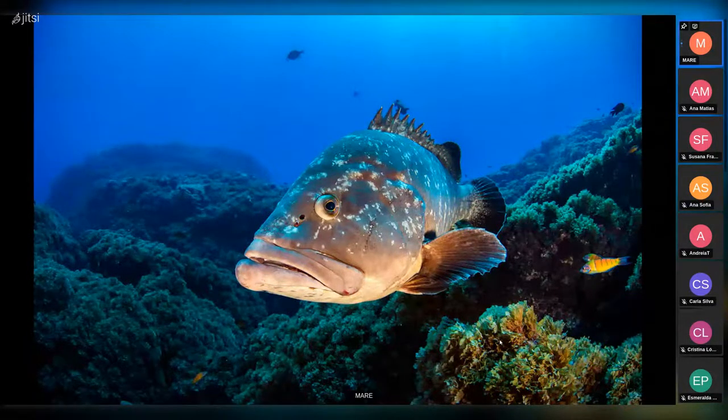These animals have been overfished and overfished. They're now in danger, and we run the risk of getting them extinct in a few years. Now, diving in Formigas, I'd say it's like a trip to the past. It's like going back in time, where you can see these animals absolutely in harmony with nature, like it would have been about 100 years ago or 200 years ago.